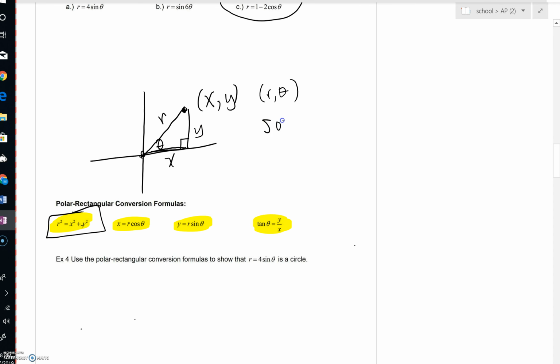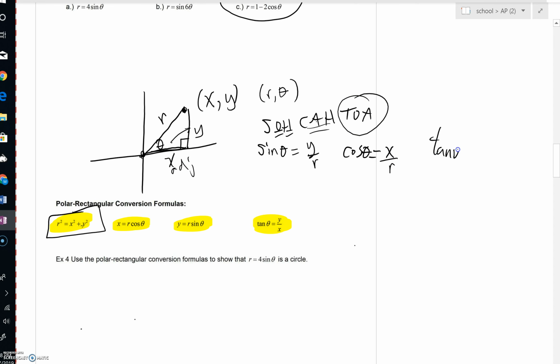From trig, from SOHCAHTOA, you know that the sine of this angle would be opposite over hypotenuse. So sine would be y all over r. The cosine, well, the cosine would be the adjacent over the hypotenuse. So that would be down here. That would be x over r. Likewise, tangent, the tangent of that angle would be the opposite over the adjacent. So here's your opposite, there's your adjacent, you get y all over x.